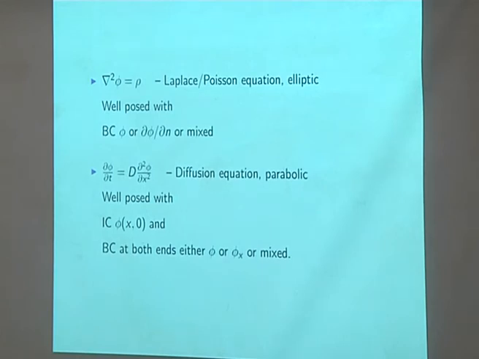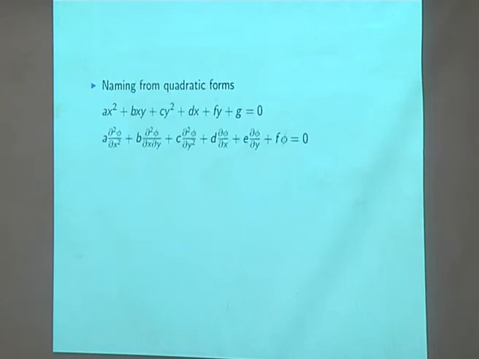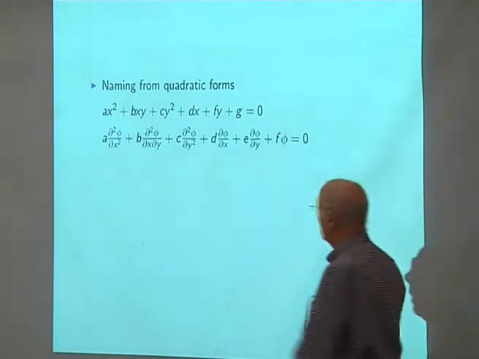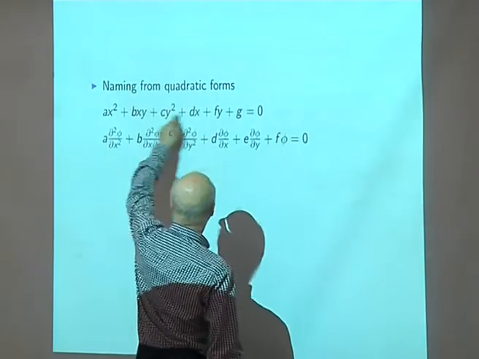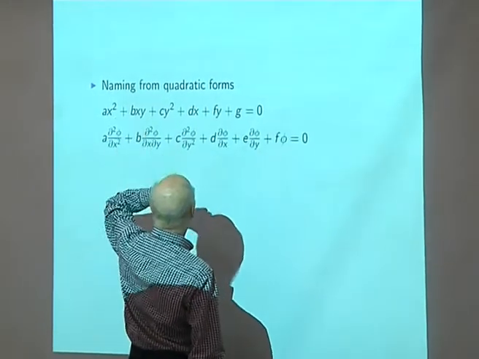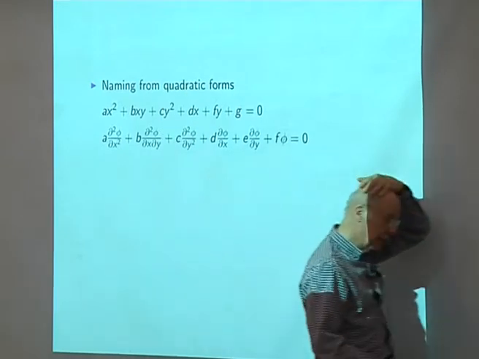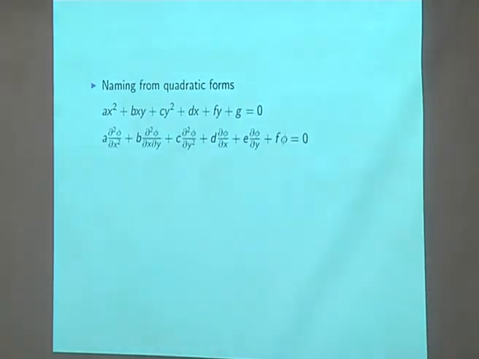Okay, so there are these words, hyperbolic, elliptic, and parabolic, and they come from thinking about this general quadratic equation, that describes a surface in xy, and that surface is either a hyperbola, a parabola, or an ellipse.